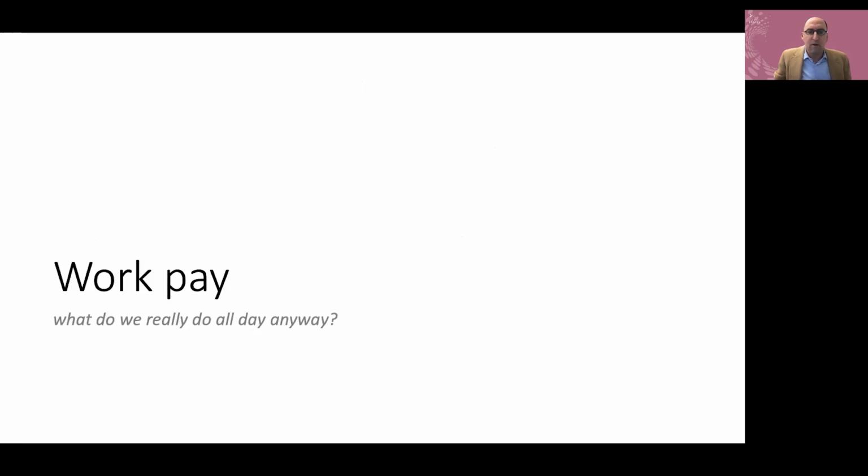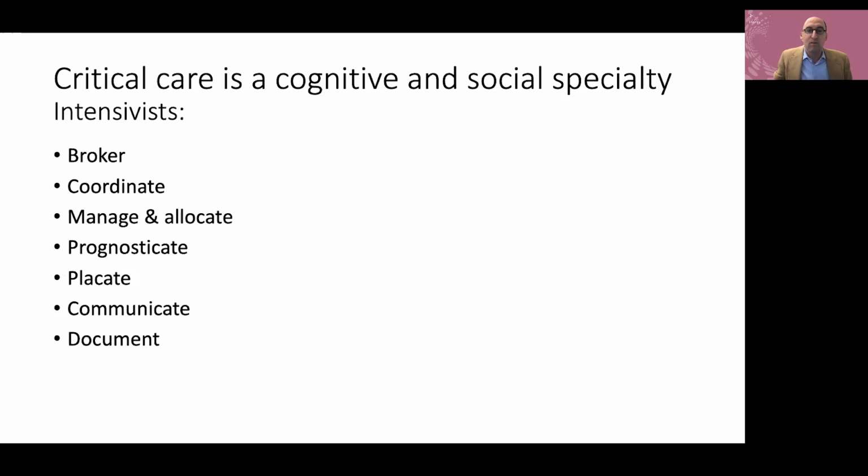We'll spend a little bit of time on work pay because I think this is a fundamental issue when you talk about reimbursing for work in ICUs. Here's my list of what I think critical care is really about from the standpoint of the intensivist. And you'll see everything I have listed here is cognitive work. What's missing is technical work, specialty work. What's also on here, I should note, is social work, which is just as important.